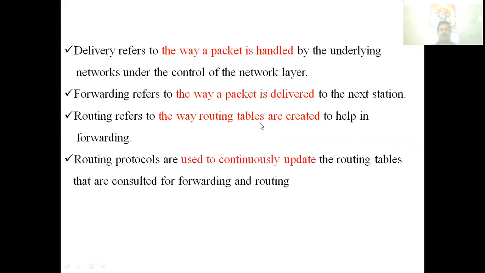Routing protocols are used to continuously update the routing tables that are consulted for routing and forwarding.